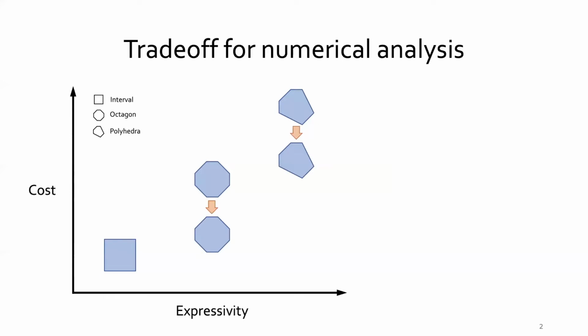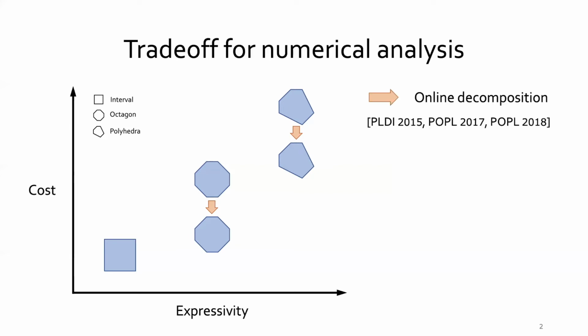There are a number of techniques for speeding up existing domains without affecting the precision of the inferred invariants. Among those, online decomposition provides a generic solution for multiple domains. However, we found that analysis based on online decomposition has redundant computation, which unnecessarily slows down the analysis.